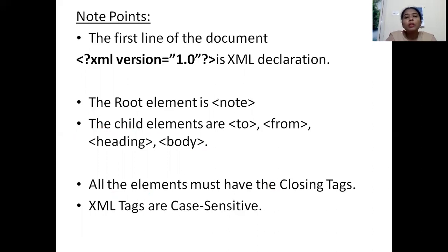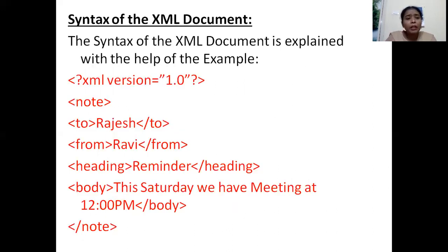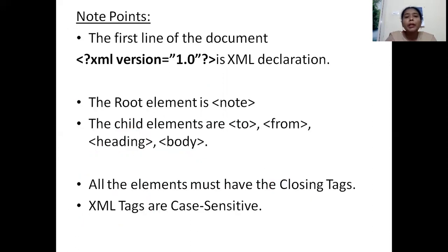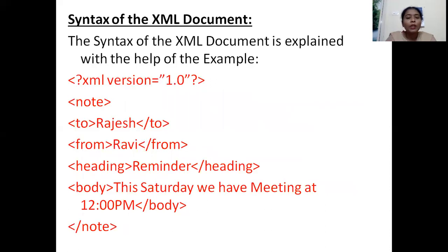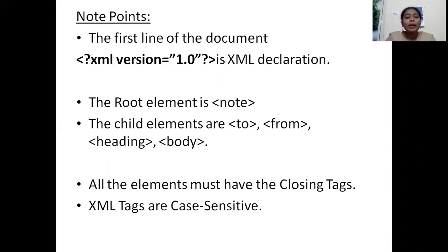If you examine the first line of the previous example, XML version equals 1.0, it is mandatory and it should be the first line of the document, and this is called an XML declaration. Here the version is 1.0. In the previous slide, note, to, from, heading, body are the tags which I have opened and closed in this XML program, whereas note is a tag used as the root element. So in the previous example, the root element is note.